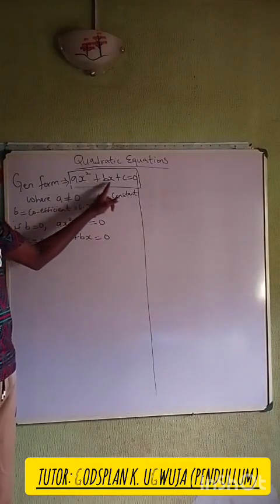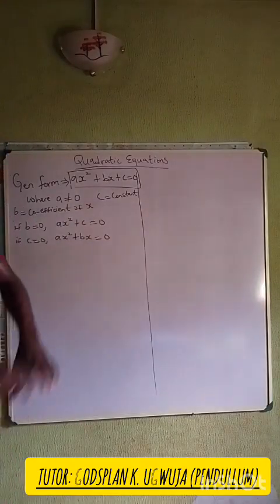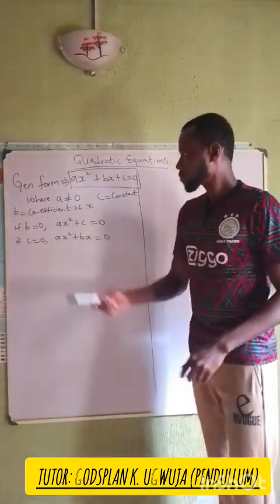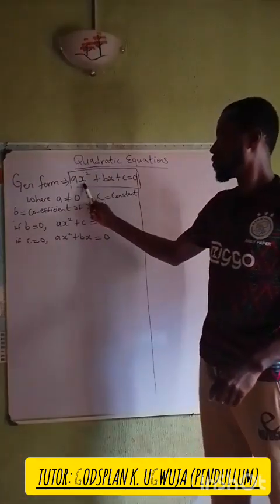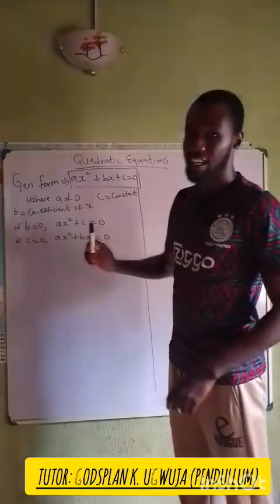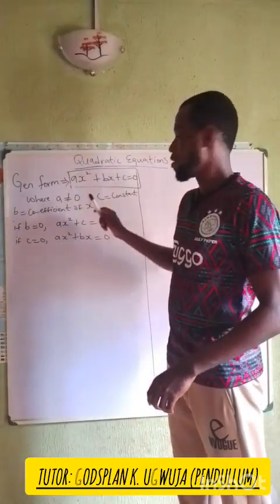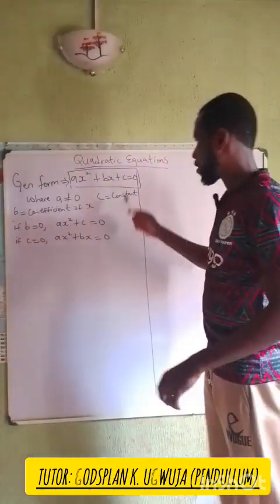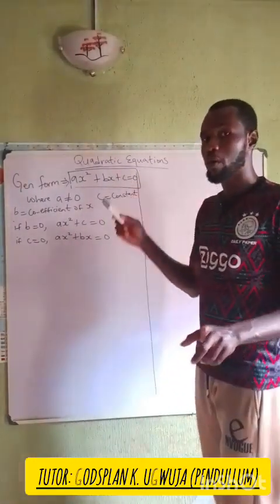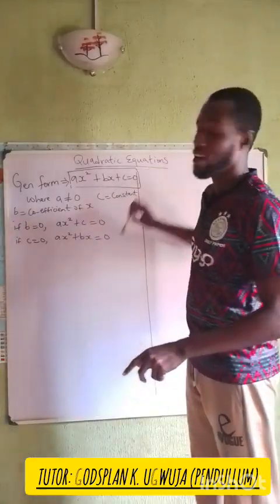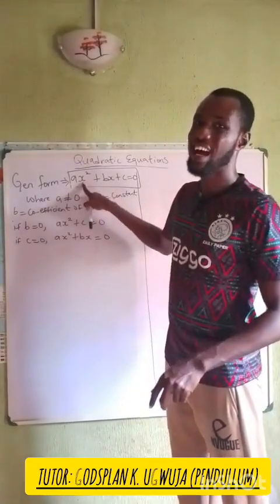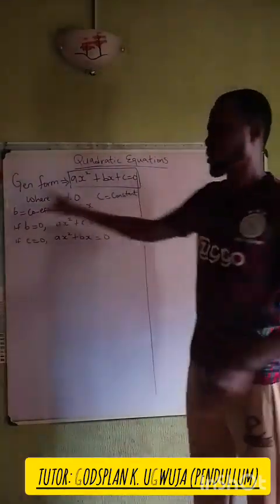ax squared plus bx plus c is equal to 0. That's the standard or the general format of a quadratic equation. Now you can see that x is our variable or our unknown, and the highest power of x here is 2. x is squared. We have x to power 1, and although it's not written here, we also have x to power 0. You know that anything raised to the power of 0 is 1, so that's why it's not written. But we have x raised to power 0, x raised to power 1, and x raised to power 2 as the highest power. That's what makes this a quadratic equation.